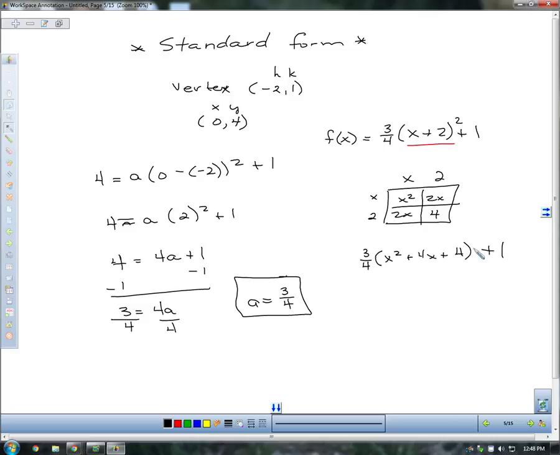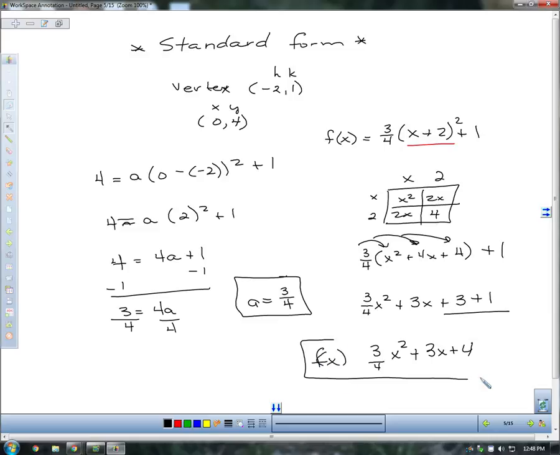Multiplication comes before addition. So we're going to take this, and we're going to multiply it all the way across. So this will give us 3/4 x squared. 3/4 times 4x gives me 3x. 3/4 times 4 gives me 3. And then I still have this plus 1. Since these are like terms, I have to combine them. So I have 3/4 x squared plus 3x plus 4. This is my final answer in standard form.